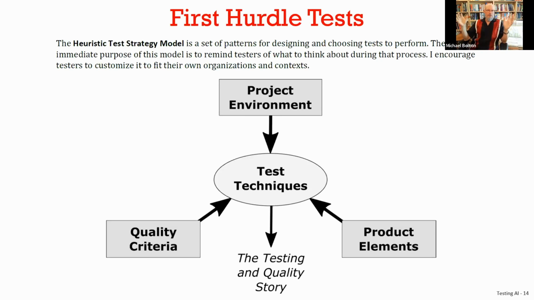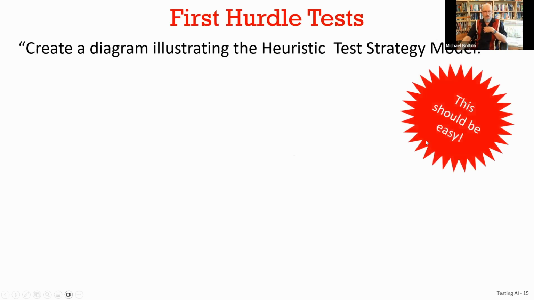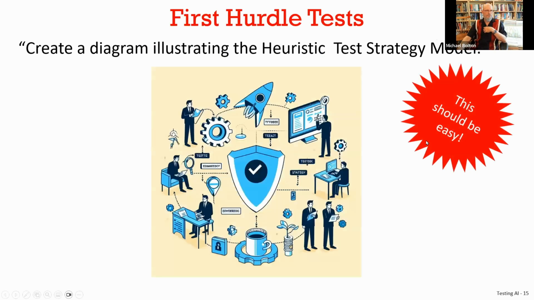So here we go. Here's the HTSM diagram. It's the first page of it. I guess I could give you a link to it, but if you look up Heuristic Test Strategy Model, you'll find it pretty quick. So I gave the assignment to ChatGPT to create a diagram illustrating it. Of course, there's a diagram right there in the training data. This should be easy. And here's what it produces.